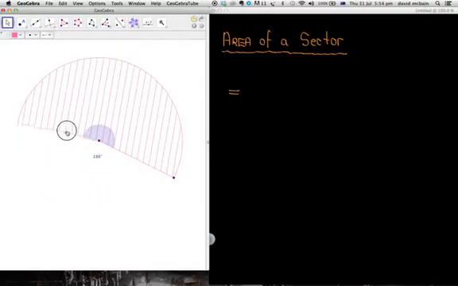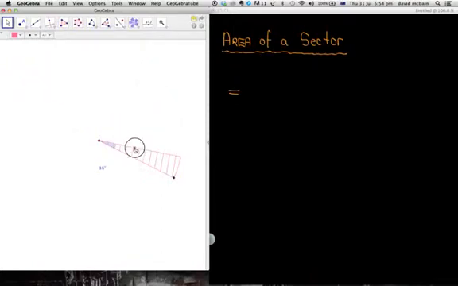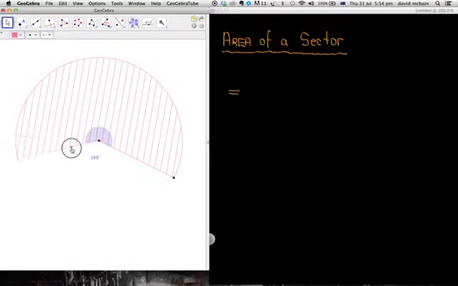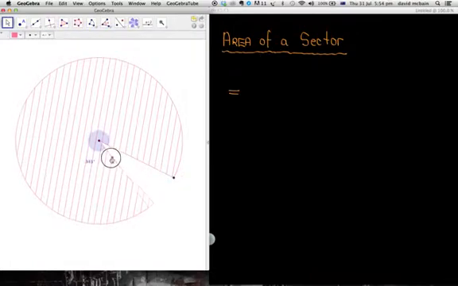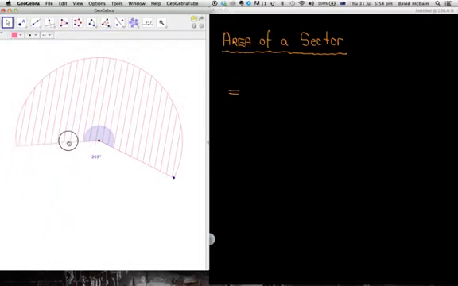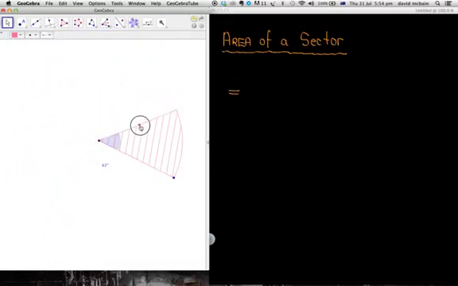And the bigger that angle, the more of the circle we've got. Therefore, the more area we've got. The smaller that angle, the smaller the sector, and the less area we've got. So the area of a sector is going to be that area in that angle in there.